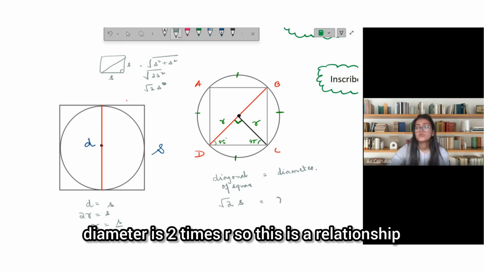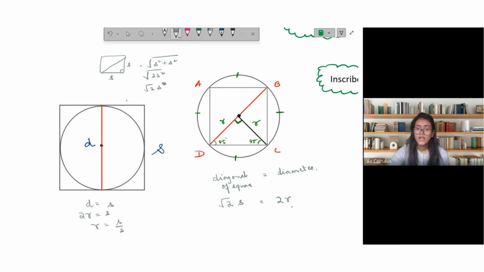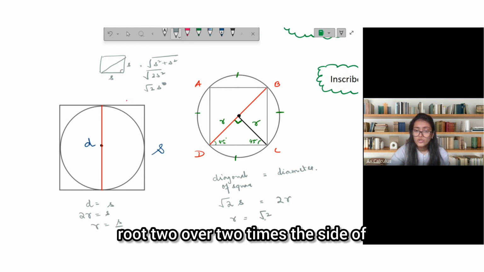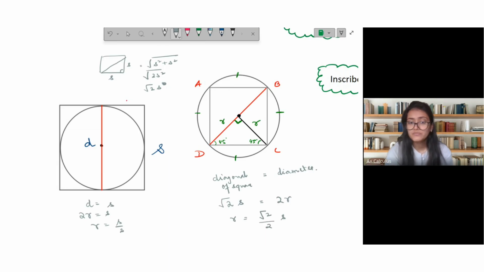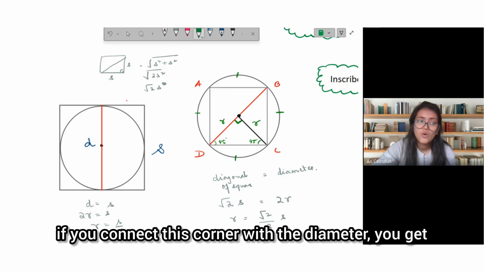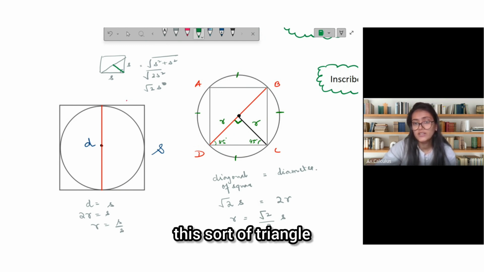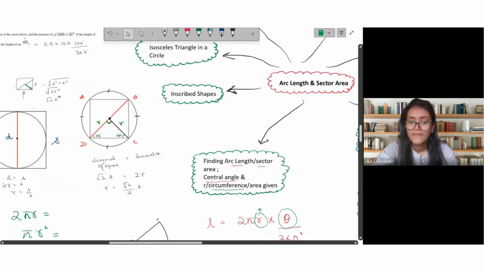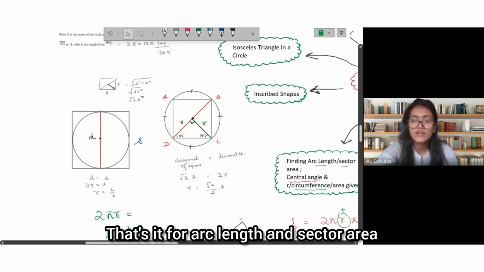Diameter is 2 times r. So this is a relationship: the radius of the circle will be equal to root 2 over 2 times the side of the square. And one more thing: if you connect this corner with the diameter, you get this sort of triangle. This is going to be a 45, 45, 90 triangle, so this information can also be used. That's it for arc length and sector area, all the question types.